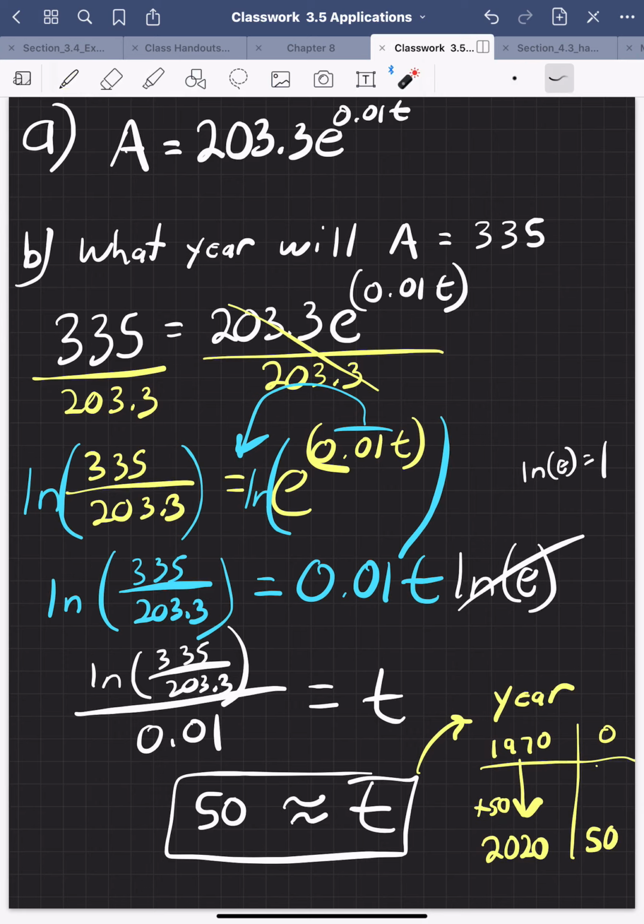So when would we expect the population to be 335 million in the US? Well, based on this model, we would expect that to have occurred in the year 2020, this year. Is that correct? I don't know. You'll have to go in and check on your own. See if the population's 335 million in the US today. That will conclude our last bit of theory from chapter 3.